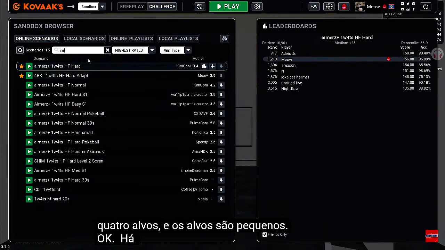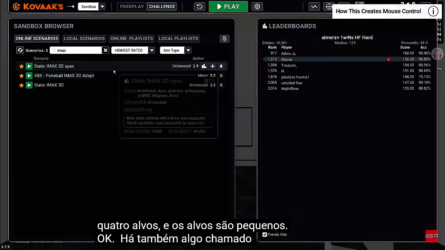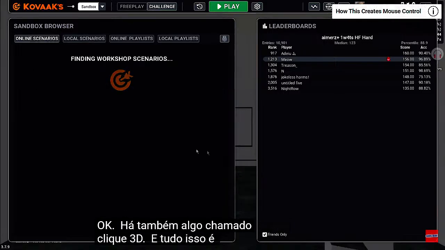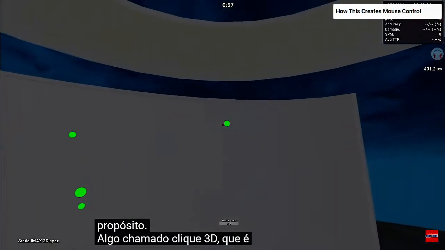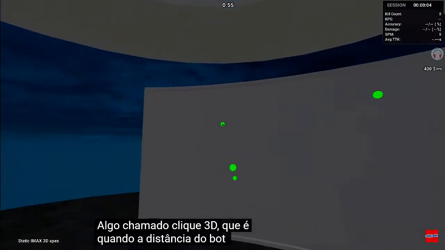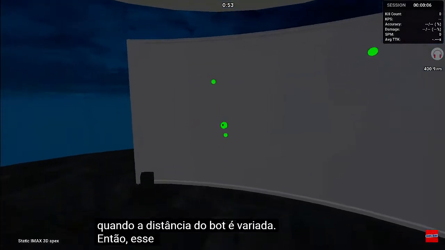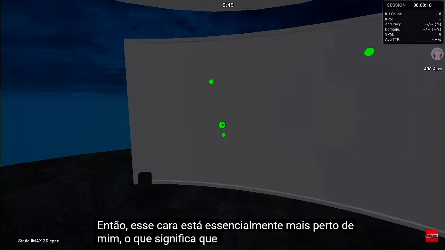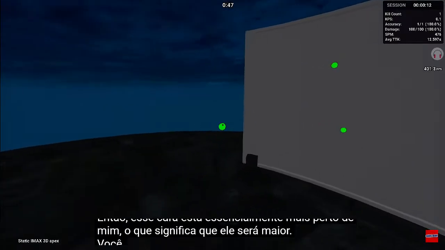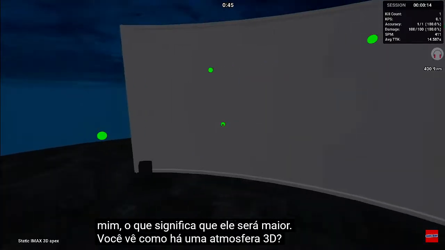Okay, there's also something called 3D clicking, and this is all static, by the way. 3D clicking is where the distance of the bot is varied. So this guy is essentially closer to me, which means that he will be larger. You see how there's a 3D atmosphere.